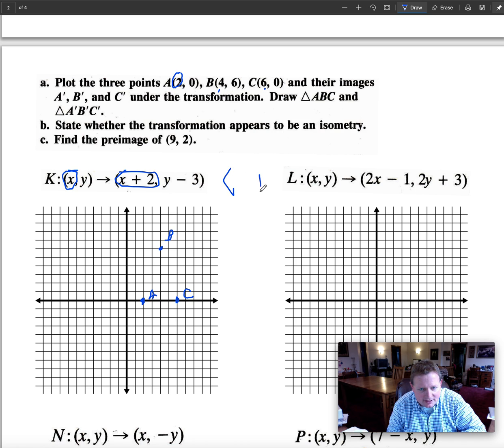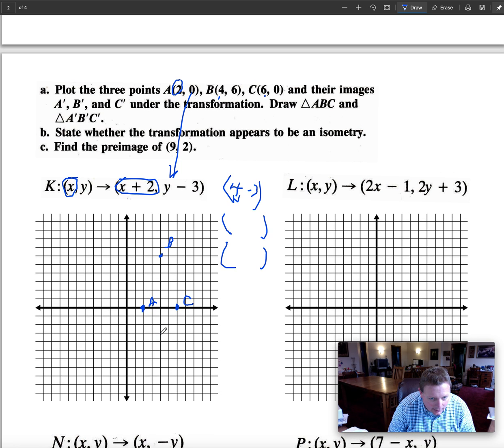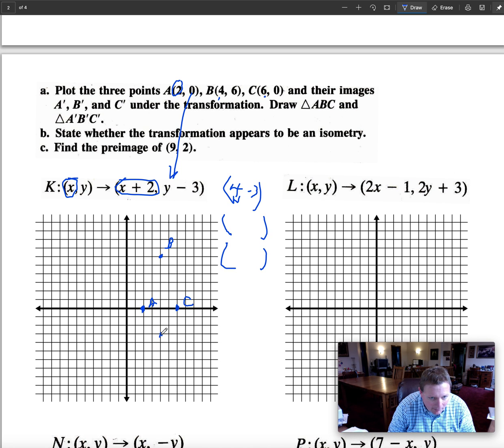So maybe off to the side, I'm going to write my new ordered pairs so I know where I'm at. And so I had 2, 0. Well, now I'm going to add 2, and that becomes a 4. And my 0, what's 0? Plug it in right there. What's 0 minus 3? Well, that becomes negative 3. So then I plot that point. 4, negative 3. And that becomes my new A. So we call it A prime.